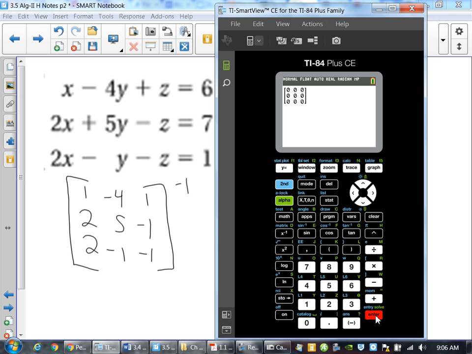What we're going to do is put in the coefficients. 1, you got to hit the right arrow though. When you type these in, make sure you use the negative button, not the minus button, for your negatives.